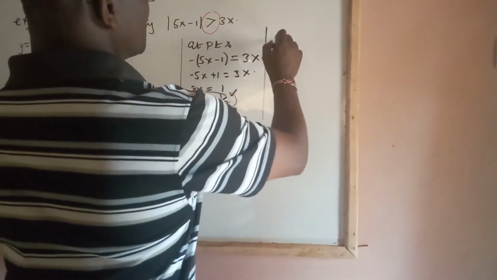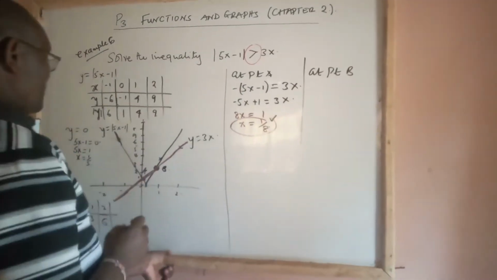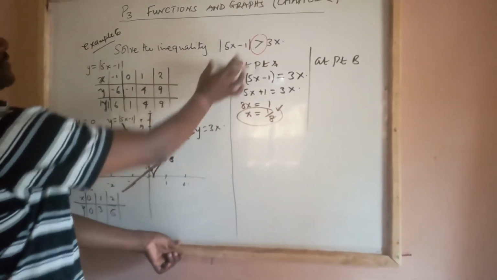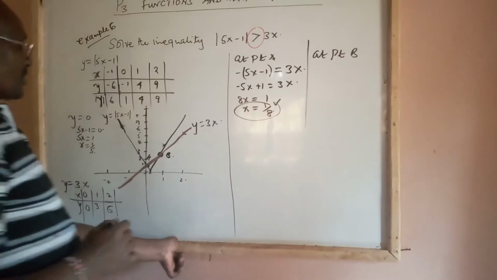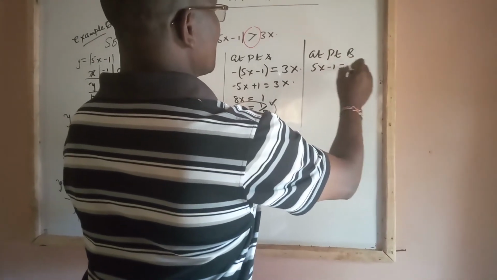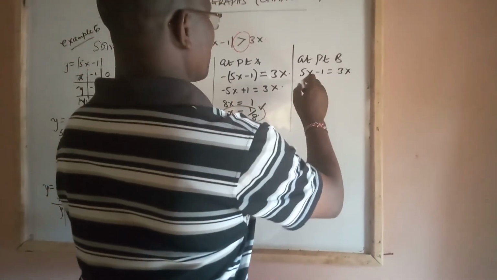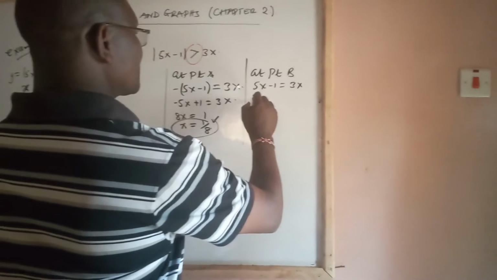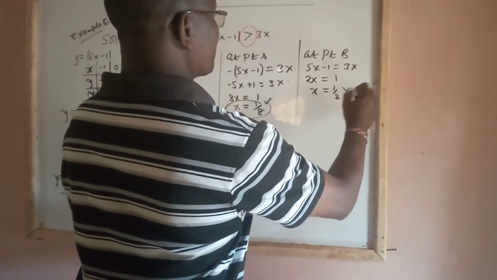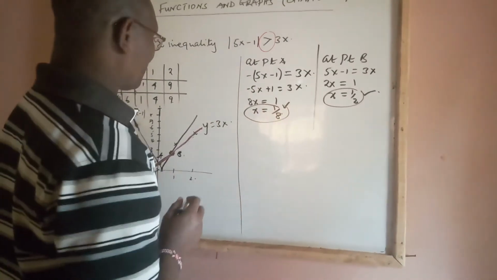Let's talk about point B. At point B, we are talking about the original part, 5x minus 1, so it's not modulus. We have 5x minus 1 is equal to 3x, and of course you're going to have 5x minus 3x, 2x is equal to 1, and x is equal to a half. This is another very critical value of x.